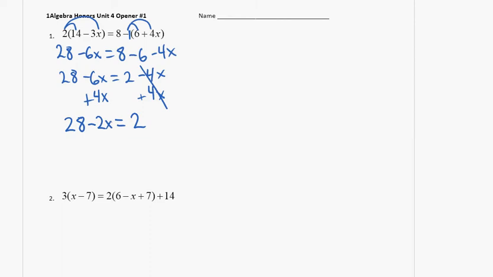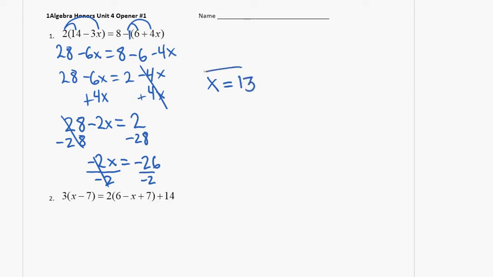So I just need to now get this x by itself. So I'm going to subtract 28 on both sides. And again, 28 minus 28 gives me 0. So I have negative 2x equals 2 minus 28, which gives me negative 26. And to get this x by itself, you'll notice it's being multiplied by negative 2, so I'll have to divide both sides by negative 2. And I end up with x all by itself on the left side, and negative 26 divided by negative 2 gives me a positive 13.